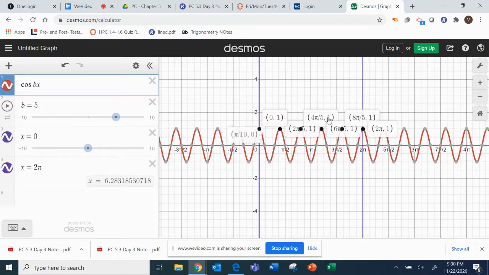And then what's happening as I go between each new cycle, my numerator for the x's go up by 2 pi each time. So I've got 2 pi, 4 pi, 6 pi, 8 pi, and then this last one would be 10 pi over 5, which reduces to 2 pi. So these are not coincidences. These are going to help us find these answers.